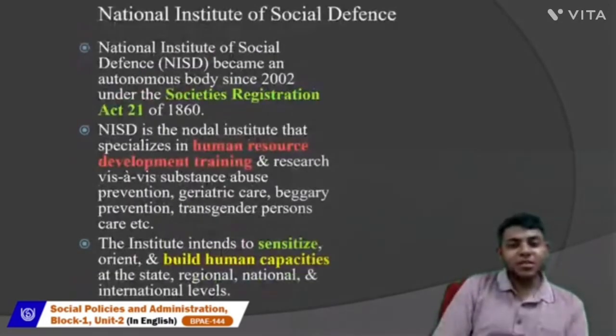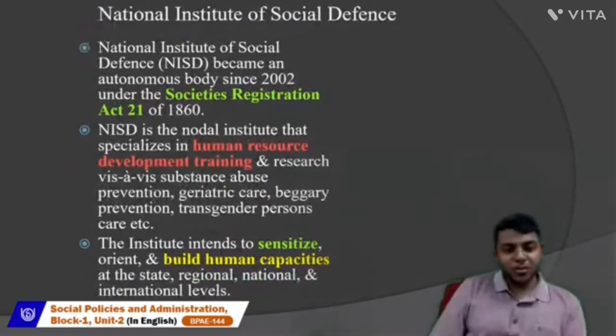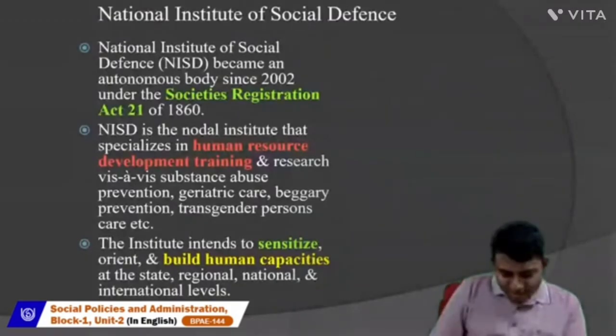There is also the National Institute of Social Defense. This National Institute of Social Defense became an autonomous body since 2002 under the Societies Registration Act of 1860. It is the nodal institute that specializes in human resource development, training and research vis-a-vis substance abuse prevention, geriatric care, beggary prevention, as well as transgender person care. This National Institute of Social Defense intends to sensitize, orient and build human capacities at the state, regional, national and international levels.